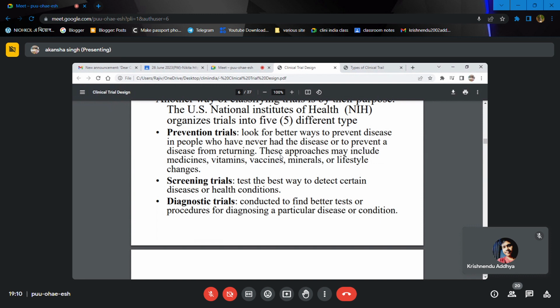Next is your diagnostic trial. We have to find a better test or procedure for the diagnosis of a particular disease or condition. We have diagnostic kits, right? We have ECG machines, X-rays, or sonography. Everything comes under the diagnostic trial. We are diagnosing the disease and seeing the better way we can test for a particular disease.